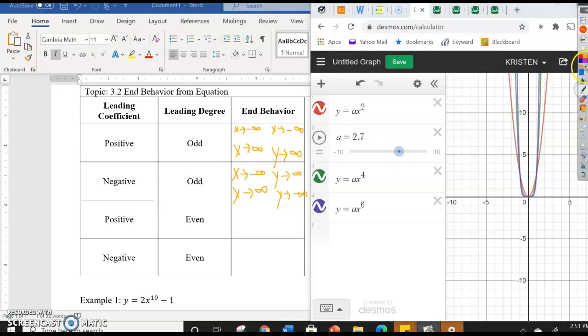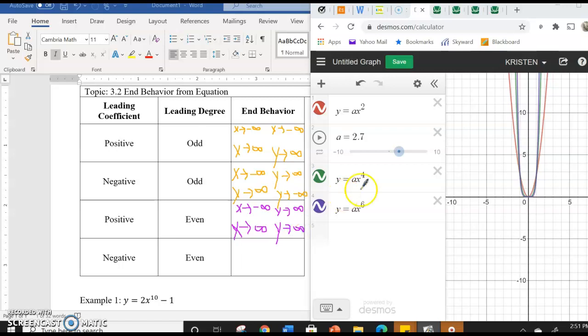So I know that as x approaches negative infinity, this is my left arrow, my left arrow is pointing up. Oops, sorry, that should be an x first. So as x approaches positive infinity, that's my right arrow, it's also pointing up.